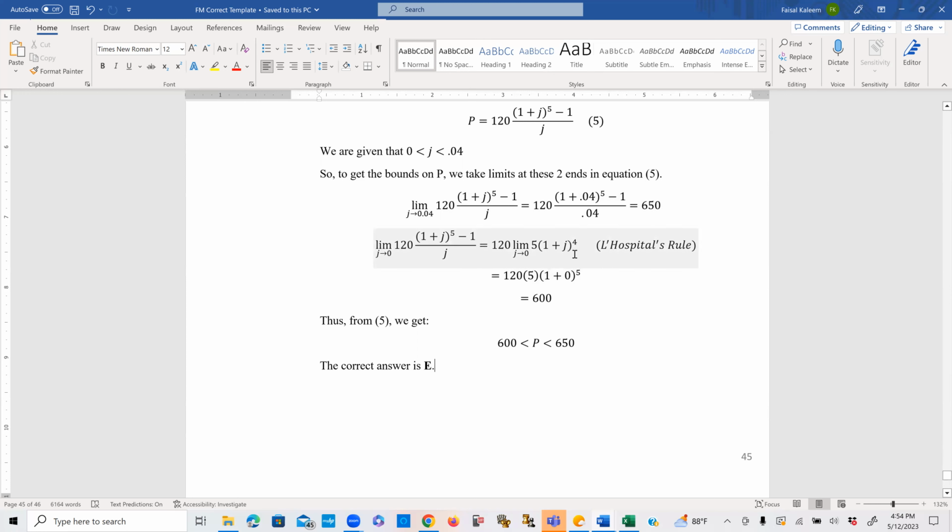So now when you plug in j equal to 0, this 5 gets multiplied with this 120 times (1 plus 0) to the 4, and that's 600. So with 0, we're getting 600, and with 0.04, we're getting 650. And we were plugging both of these values of j in this p equation. So that means p is between 600 and 650, and that is choice E.